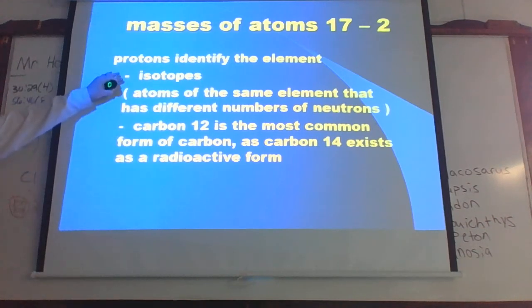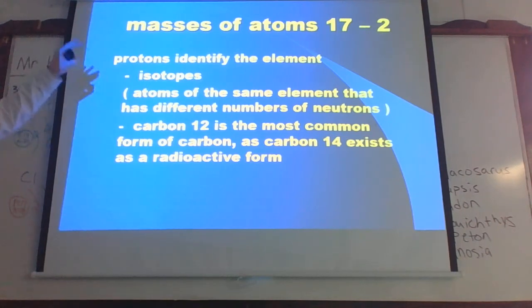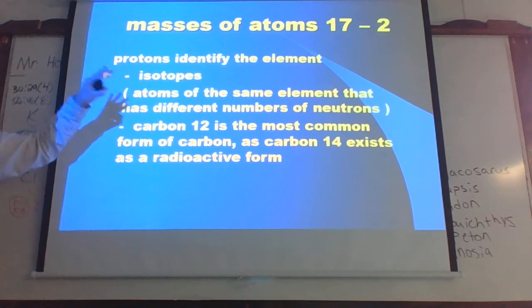So an isotope, you're referring to any element, even chlorine. Chlorine can have still 17 protons. A stable, or neutral, form would have 18 neutrons, but it could also have 19 neutrons, 20 neutrons. That means it's an isotope because it has the same number of protons, but different numbers of neutrons. That's what an isotope is. And carbon is the most common.